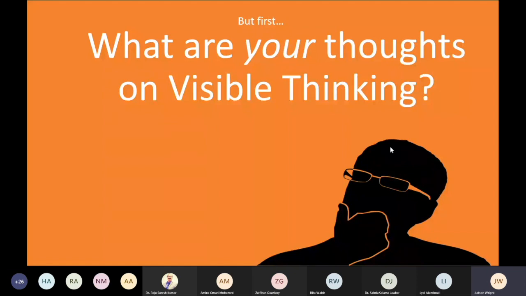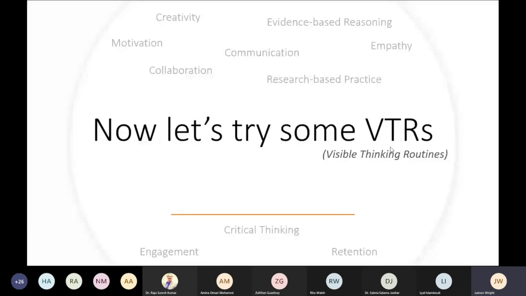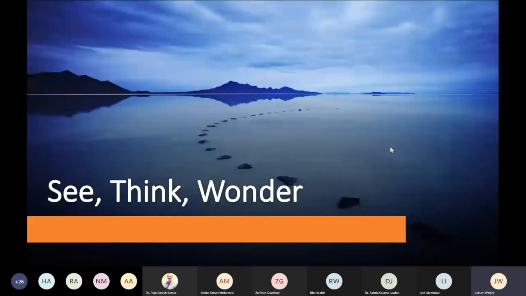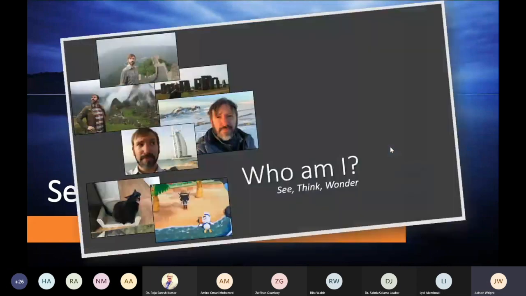And now we will actually do a few more routines, and then we can come back to this as we go through our presentation. So let's try some of these VTRs, these visible thinking routines. Yes, there's lots of different words that sometimes come out of visible thinking, and we can return to some of these as well. So first is See, Think, Wonder. It's one of my favorite. However, we've covered this one, so that's one down. And this can be done with a wide variety of images of any type, illustrations.